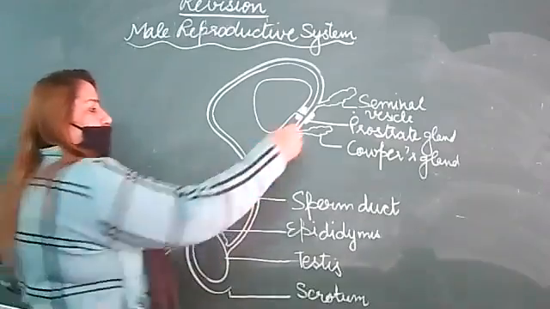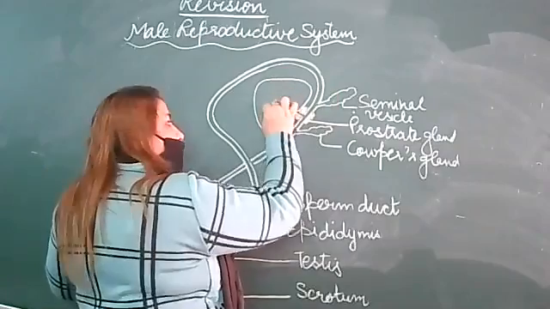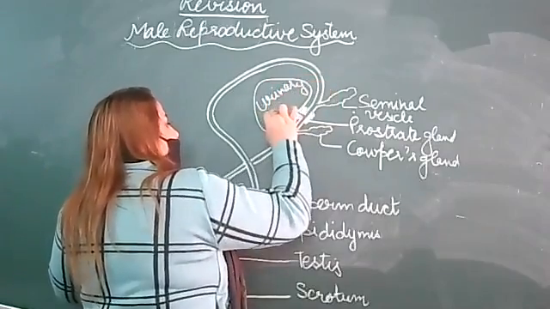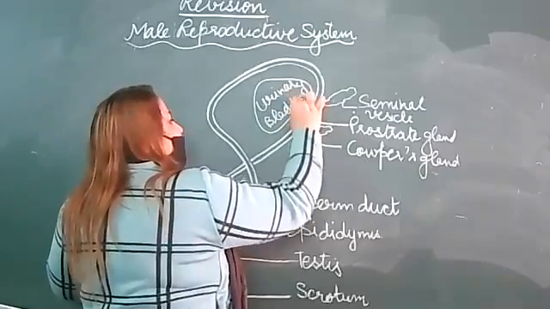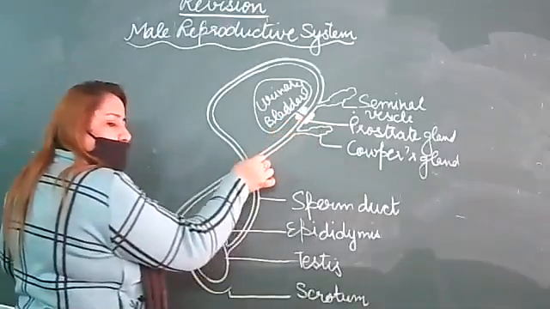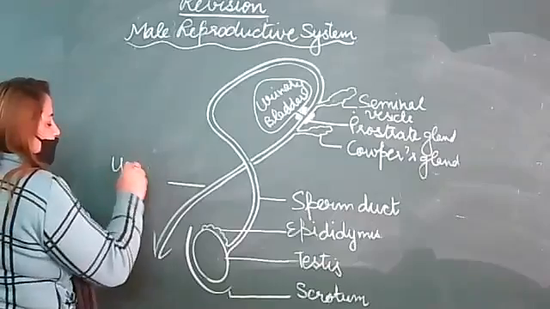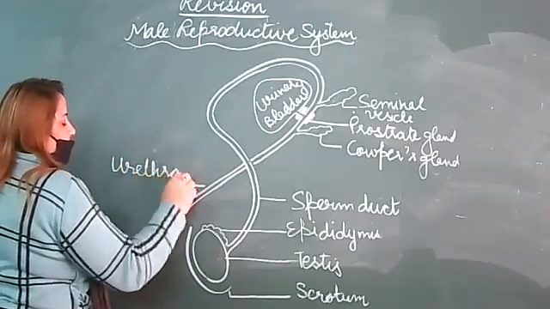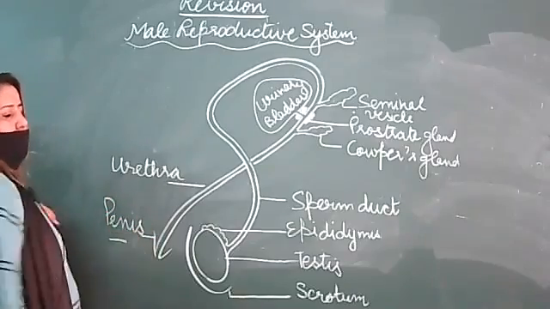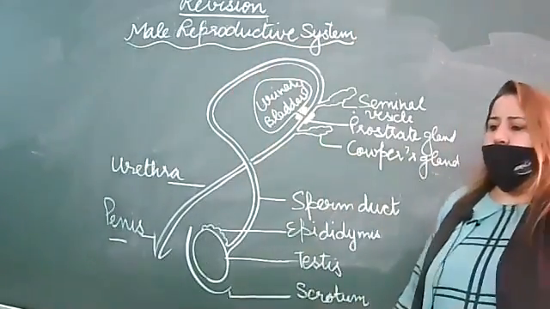Right? Now, when the sperms are moving here like this, and here, what is here? This is urinary bladder. It will carry the urine. That's why this duct is called urethra, because it carries urine. And outside this, this is again the muscular, that is the penis. This is the male reproductive system.